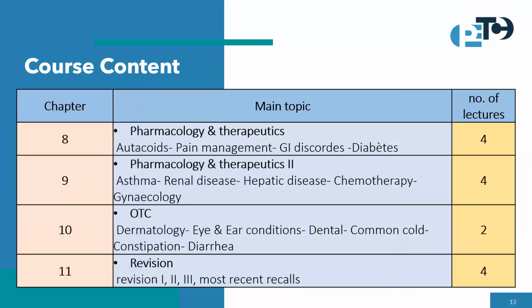Then we have a big chapter, or I divided it into 2 chapters, each of 4 lectures, but the topics are related to each other. Here we study pharmacology and therapeutics together. We study autacoids, pain management, different analgesics and pain disorders, GI disorders, diabetes, asthma, renal diseases, hepatic diseases, chemotherapy, and gynecology. And the last one will be about OTC.